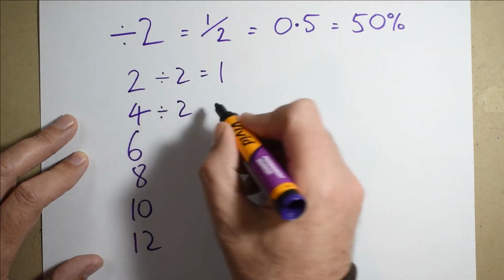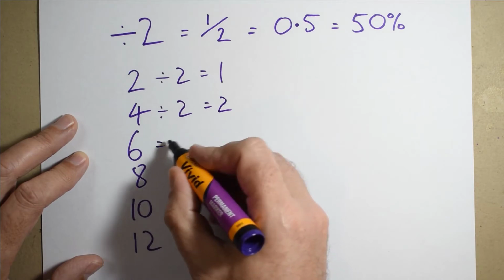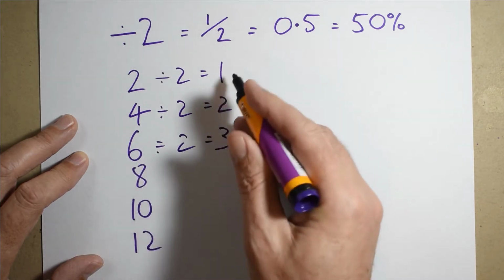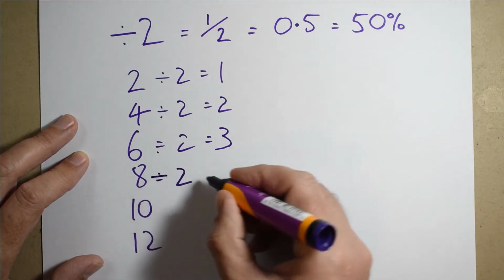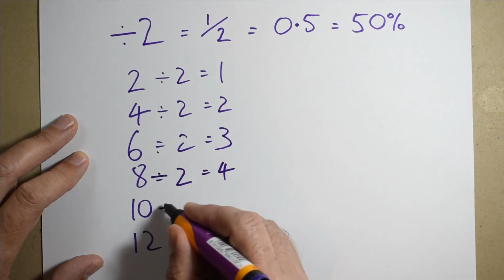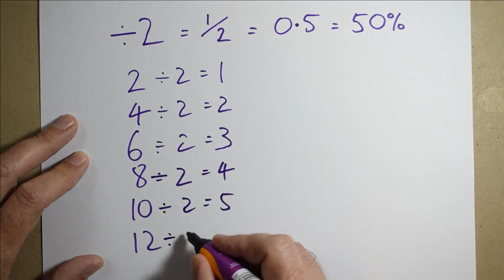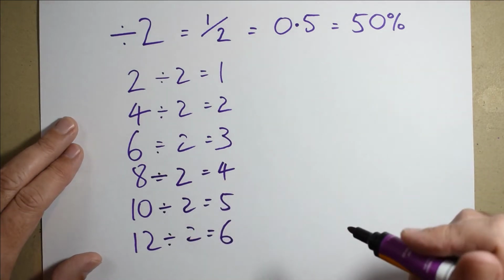So you'll notice then, oops, that's meant to be divided by. My answers look like 1, 2, 3, 4, 5, and 6. So it carries on. There's way more than that, obviously.